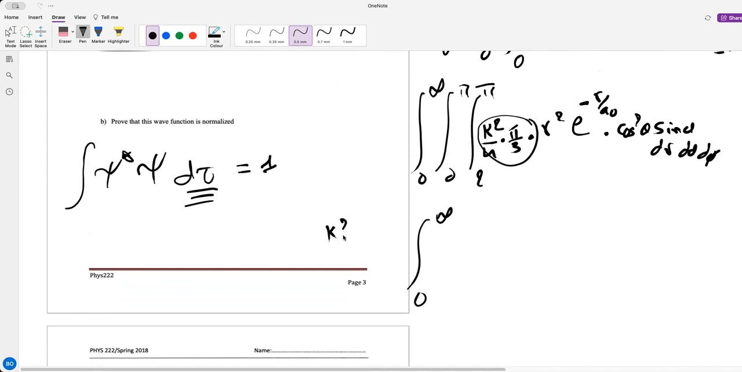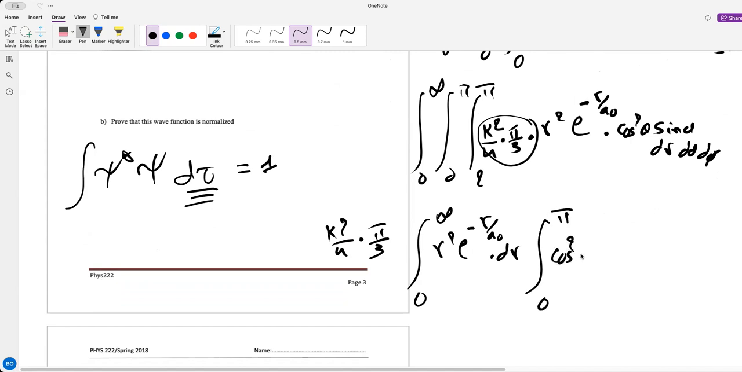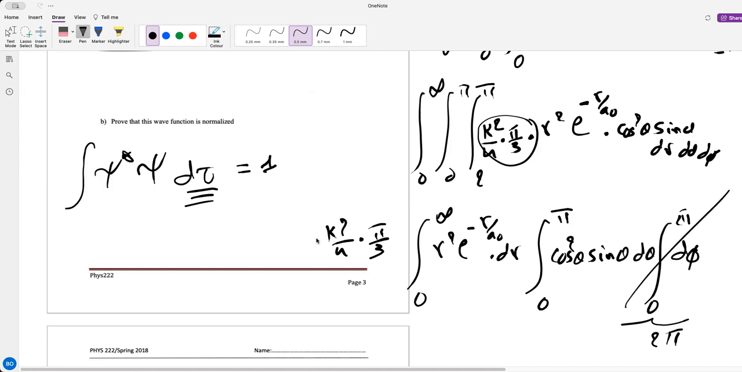So it's k squared over 4 pi over 3. It's a constant. And then the integral of r squared exponential minus r over a0 dr, and then the integral from 0 to pi of cosine squared theta sine theta d theta, and then from 0 to 2 pi d phi. Of course, this one is 2 pi. It's easy. So this one is 2 pi, so you multiply it here.